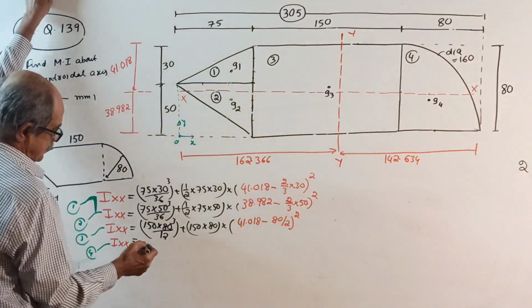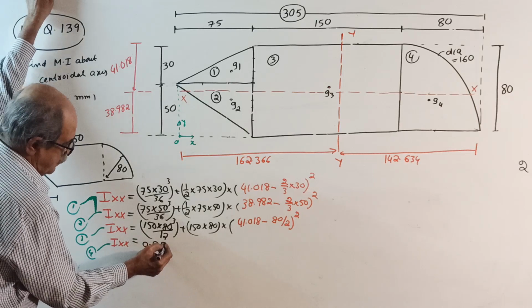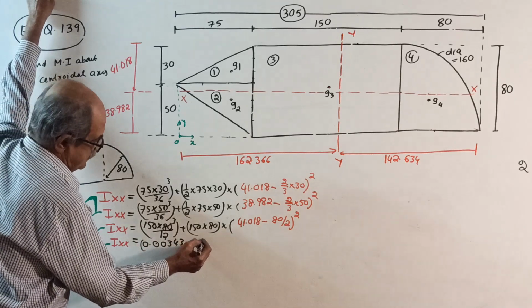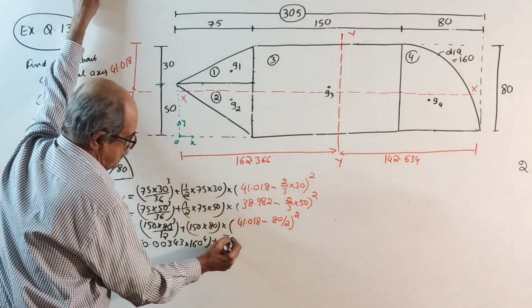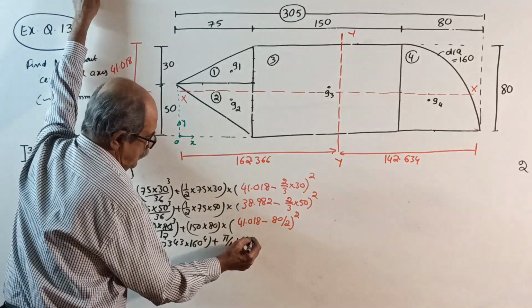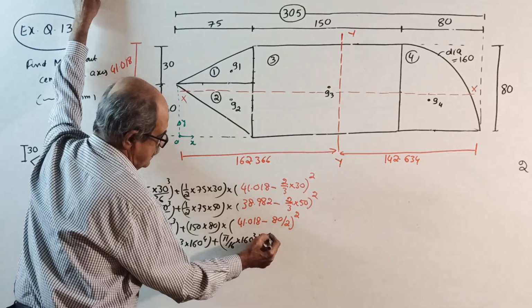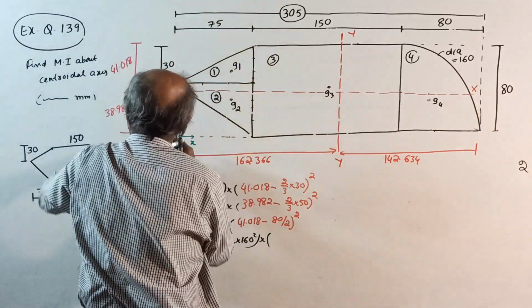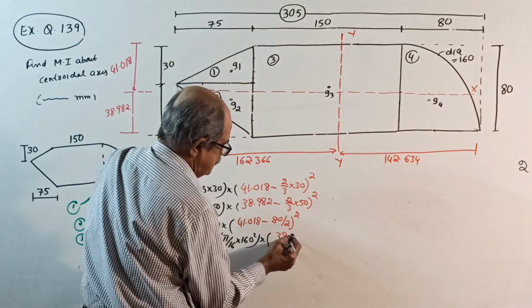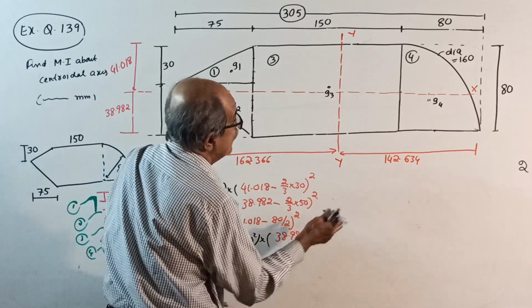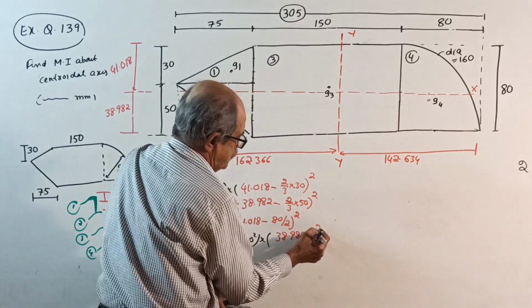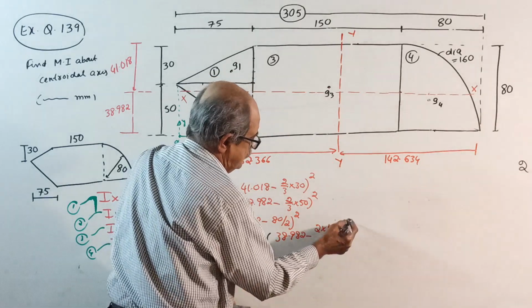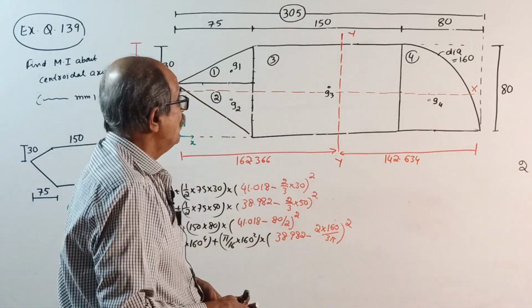It is a quadrant, 0.00343 times diameter, that is 160 power 4, plus pi by 16 of 160 square is the area, into this distance square, 38.982, minus 2d by 3 pi, 2 into 160 divided by 3 pi. That whole square will give I about xx.